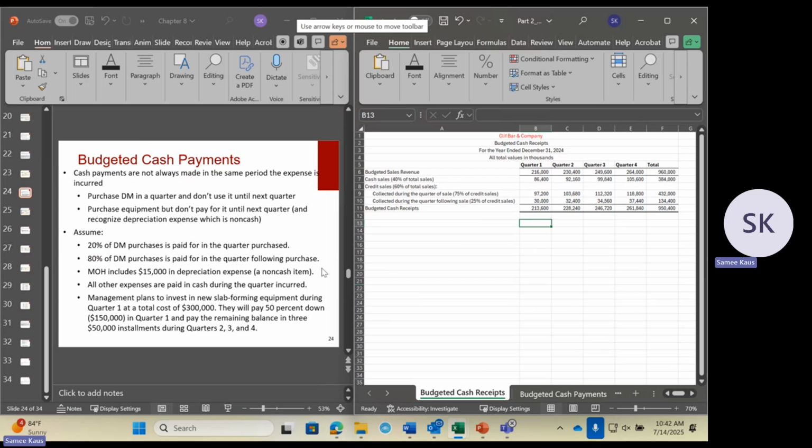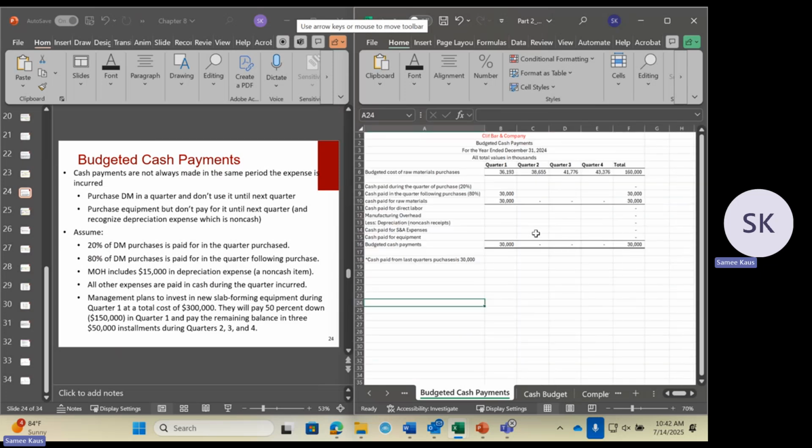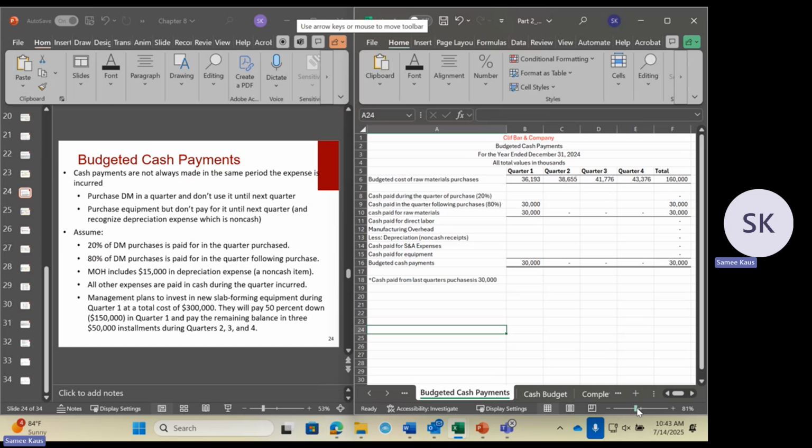Okay, so in our example, and I'm going to go to this budgeted cash payments budget that I have made, we are saying that we purchase direct materials in the quarter, but we don't use them until next quarter. So I have a cash payment for direct materials, but I don't use it or recognize the expense until the next quarter.